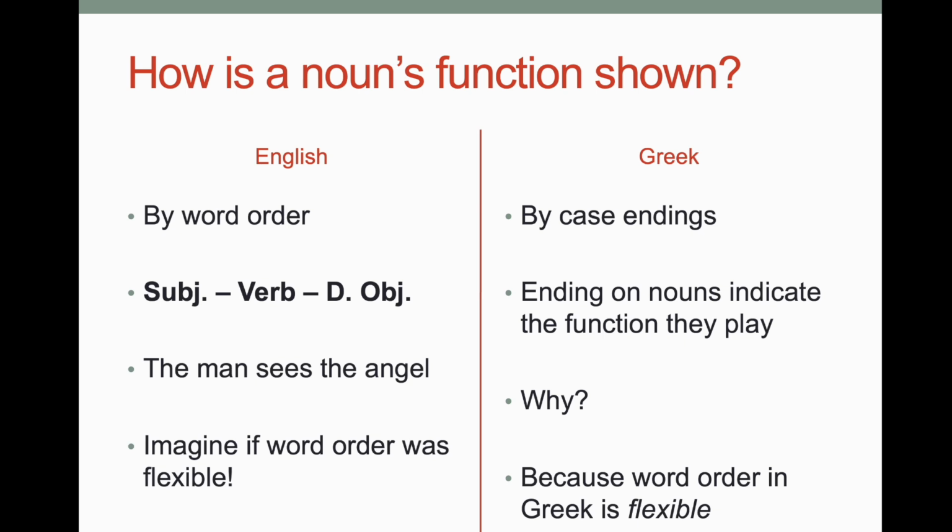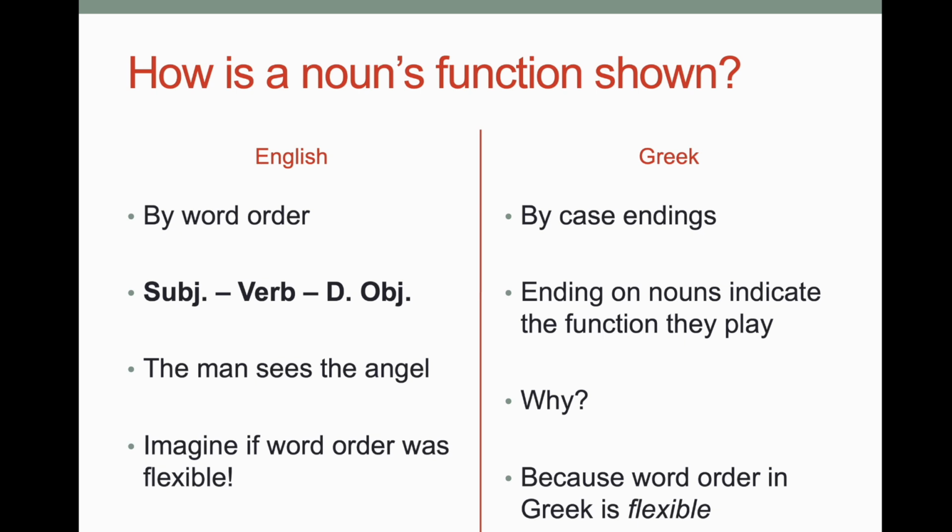Imagine if word order was flexible in English. You wouldn't know who was doing the action or who was receiving the action. So let's say you decide to put the verb first. Sees the man the angel. Well, who is seeing what? Who's doing the action? Or the angel, the man, sees. Who's the subject? Who's the direct object?